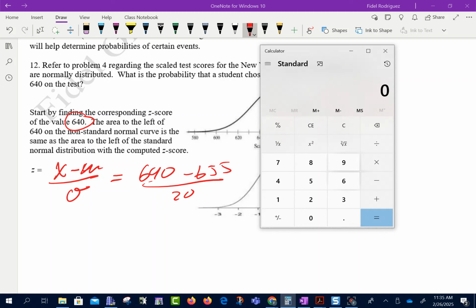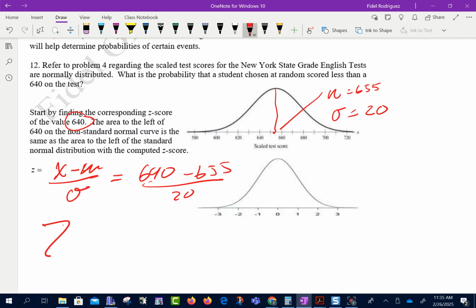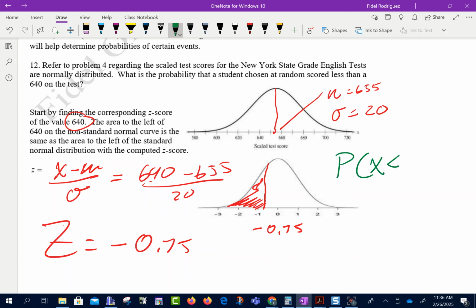So let me just take my calculator here. 640 minus 655, let's divide that by 20. Negative 0.75. So that number would be somewhere right about here. What we're trying to do, they're asking us what's the probability that somebody is going to make less than a 640. The way we can do that is we convert that value of 640 to a z-score, and then we can find the area underneath the curve, and that'll tell us that probability.